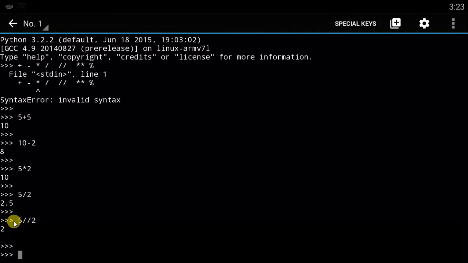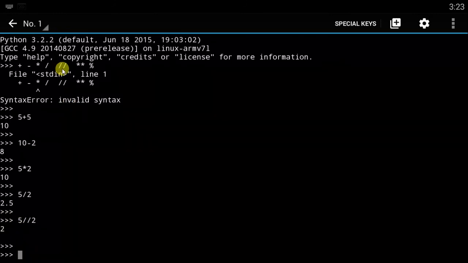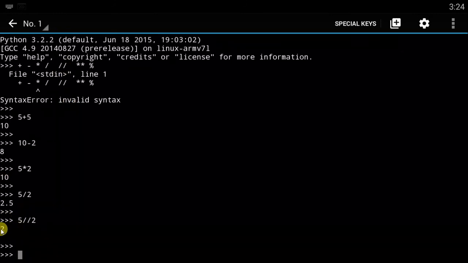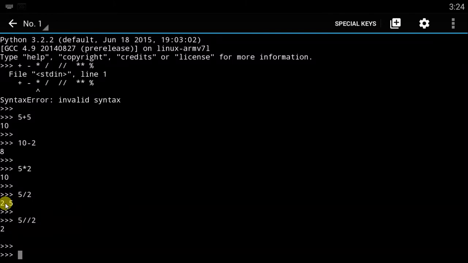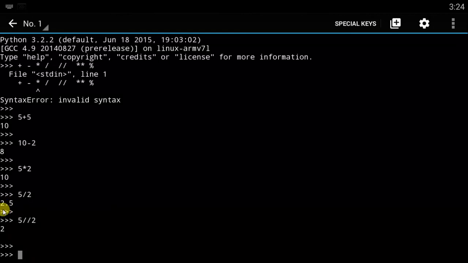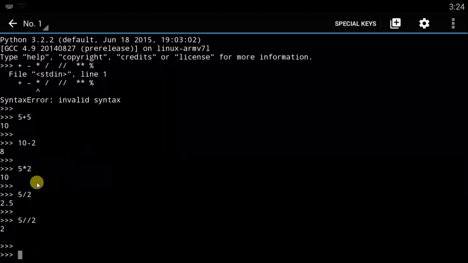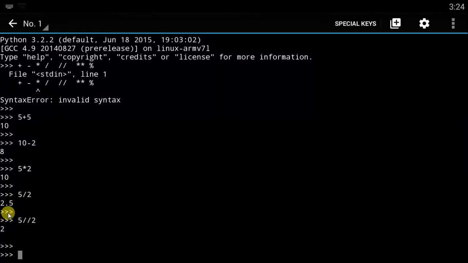This gives me 2. That is because what this does is that it actually gives you the number before the decimal point and nothing more than this decimal point. So it rounds down your number. It doesn't round up, even if the number is 5 or above. It just rounds down your number to 2. So it doesn't give you more than the number before the decimal point.